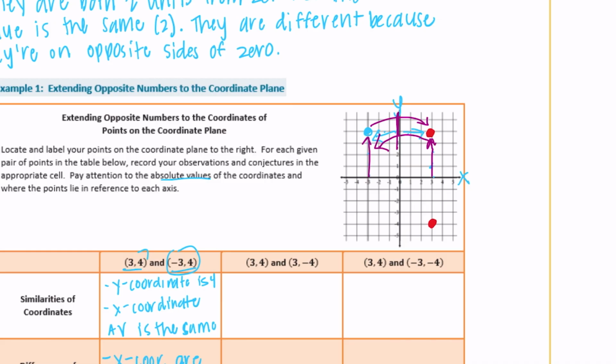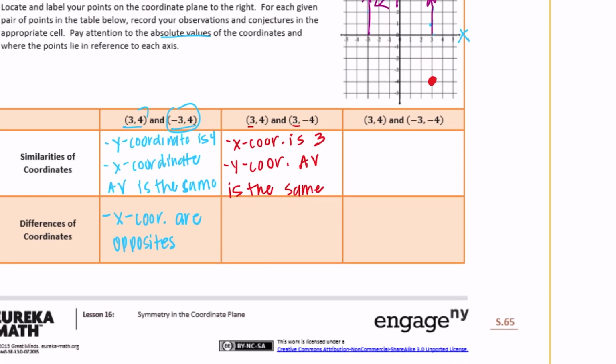Okay, similarities of the coordinates. They have the same x-coordinate. So let's say x-coordinate is 3, and their y-coordinates have the same absolute value, because 4 and -4, the absolute value would be 4. Okay, difference in coordinates. The x-coordinates are the same, but the y-coordinates are opposites, 4 and -4.